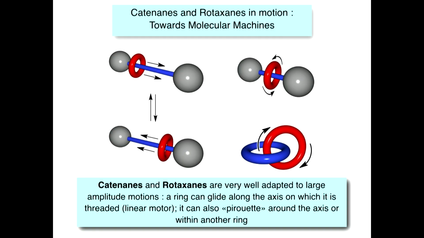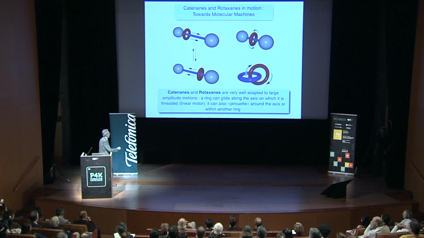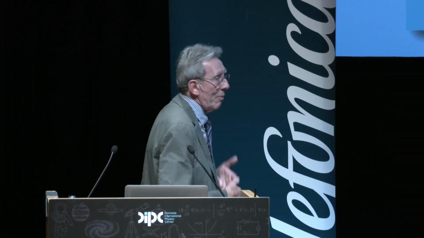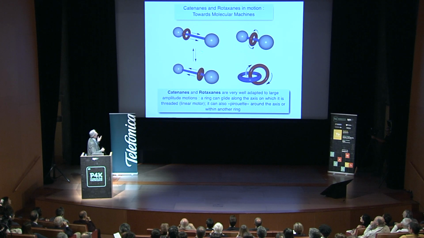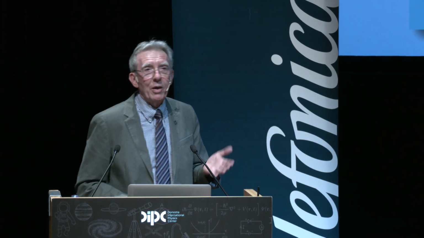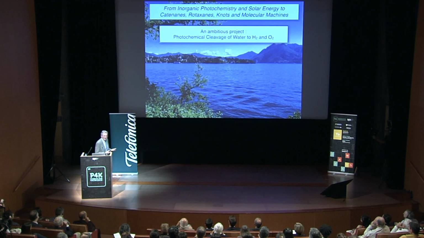If you can rotate the ring here about the axis on which it has been threaded, you are on your way towards rotary motors. And similarly here, if you can spin this ring, you are close to making a rotary motor. And so people became very excited about this idea of using catenanes and rotaxanes for making molecular machines. But there was a problem. These molecules were basically unknown. And so we had to find some trick for making catenanes and rotaxanes.